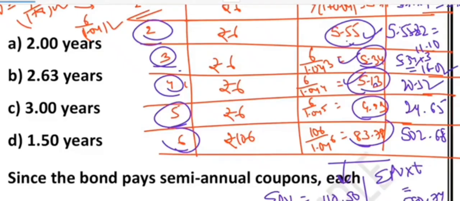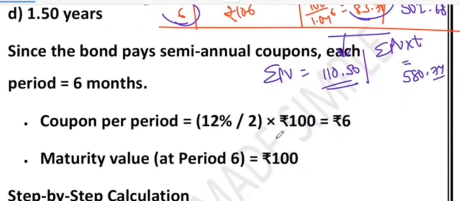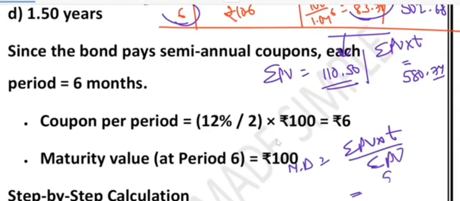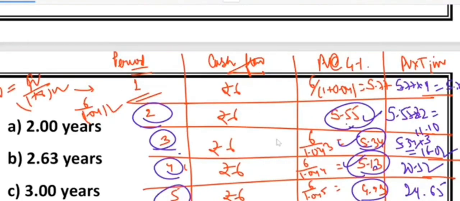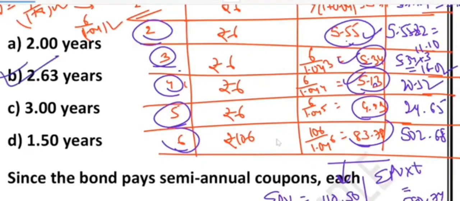580.74. Now let's apply these two in the macro-duration formula. So what will be the macro-duration? Summation of PV into T upon summation of PV, which is equal to 580.74 upon 110.50. Okay, so the answer will be how much? 2.63. This will be the macro-duration. So option number B will be correct. 2.63 will be correct. Right. I hope that makes sense to you.